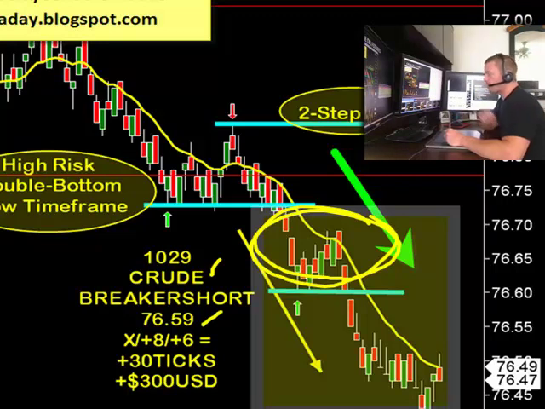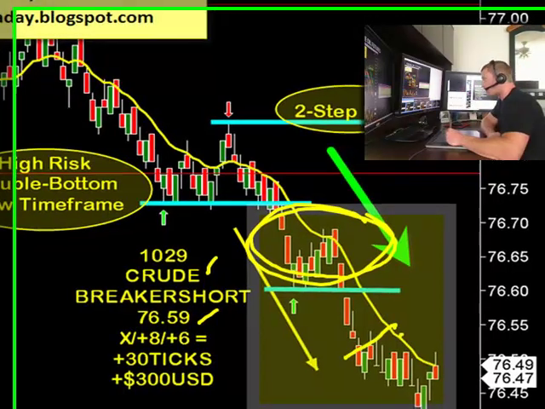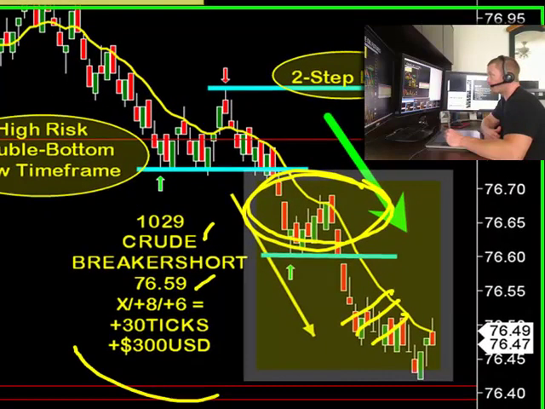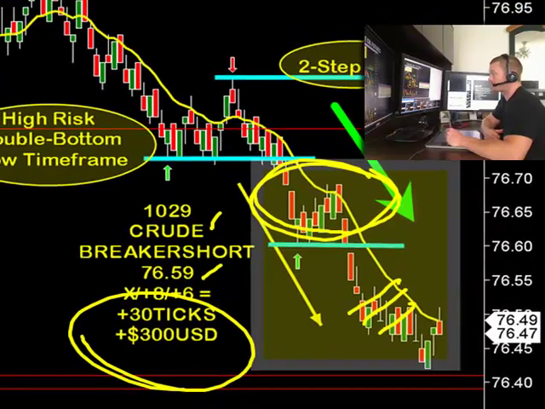Now, we did not get our first target filled. It blew right through the first target, filled our second target at +8. So we took 3 off at +8. That's 24 ticks. Then we took the final contract off at +6. We trailed our stop and got bounced out at +6. So you've got +8 times 3, 24, +6 makes 30 ticks or 300 USD. All right, guys, $10 a tick on the crude.